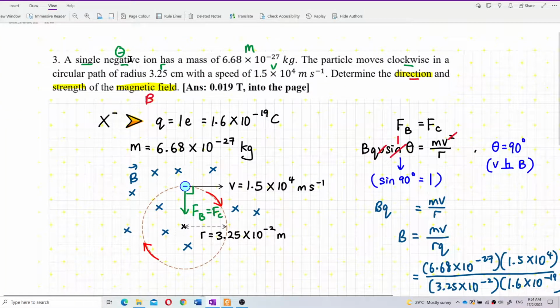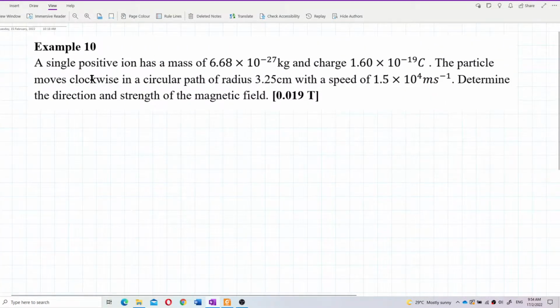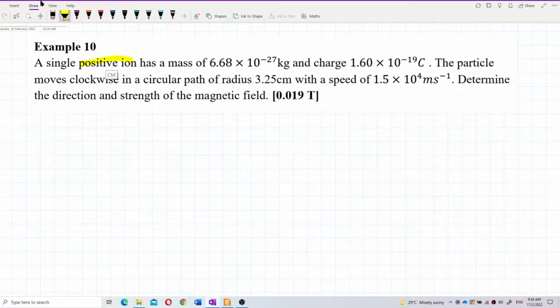The previous one was a single negative ion moving clockwise in a circular path, and we determined the direction and strength of the magnetic field. For this one, it is a positive ion moving clockwise. So the difference is just the sign of charge. This one is a positive ion instead of a negative ion. It is still clockwise, and we want to find the direction and strength of the magnetic field.